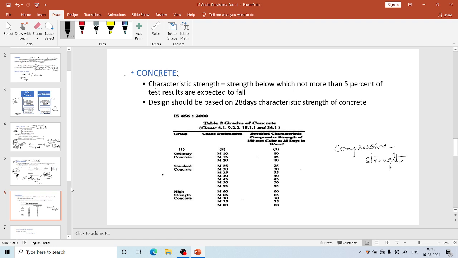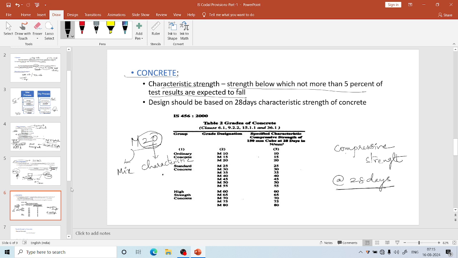Compressive strength, which we take at 28 days, is the characteristic compressive strength of the concrete. Characteristic strength is the strength below which not more than 5% of the test results are expected. For example, in M20 grade concrete, M is for mix and 20 is the characteristic strength, that is, the compressive strength at 28 days.